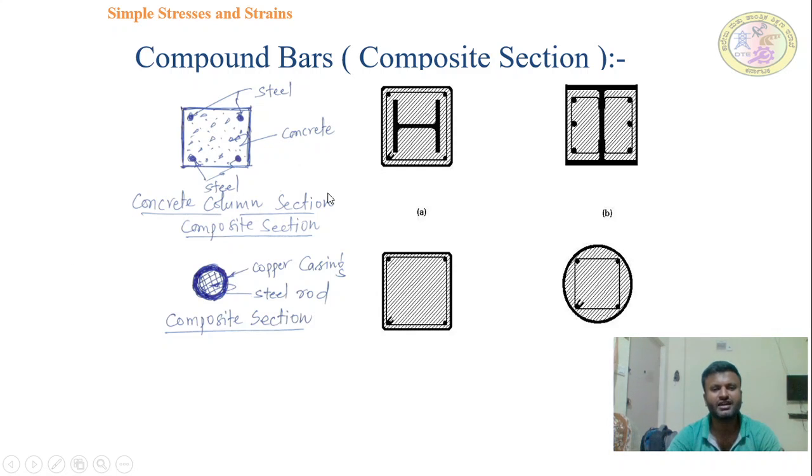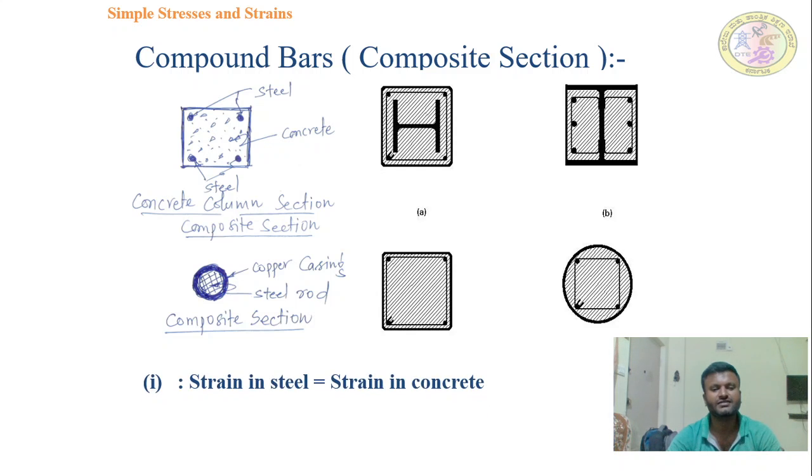We have many types in our construction activities. For example, cement lining on cast iron is used for carrying water. A zinc coating over steel bars is used in order to avoid corrosion. There are different types of composite sections.